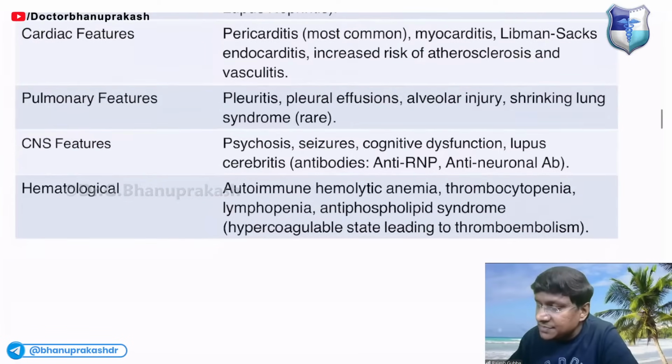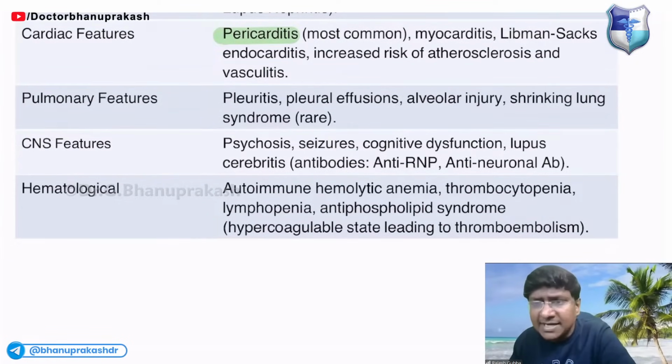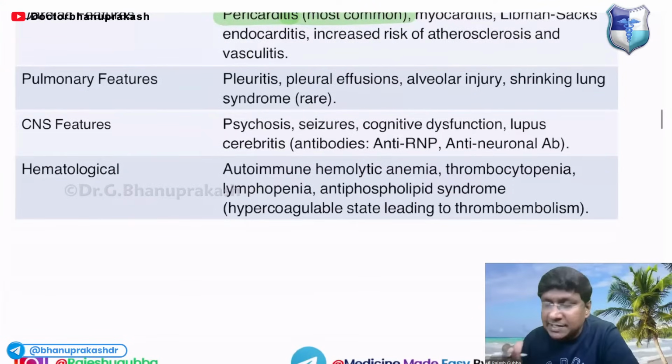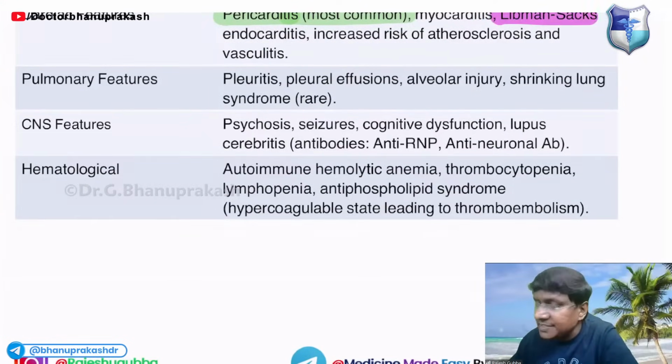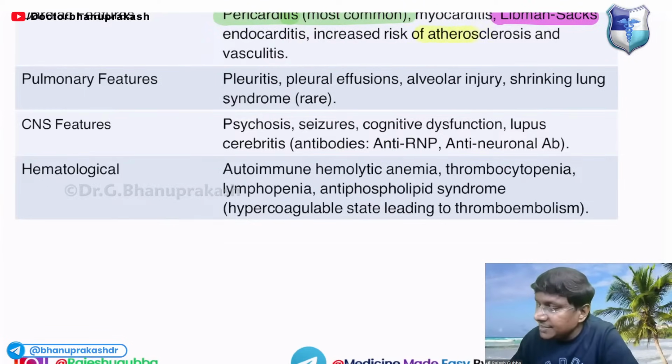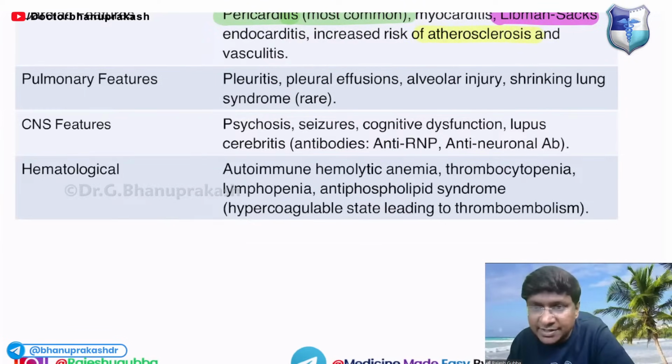What are the cardiac manifestations? Pancarditis, pericarditis, myocarditis, endocarditis will be there. But which is more common? Pericarditis is more common. What will be the endocardial involvement? That endocardial involvement is Libman-Sacks endocarditis, right? Where there is valvular involvement. And these patients are at increased risk of atherosclerosis and vasculitis.